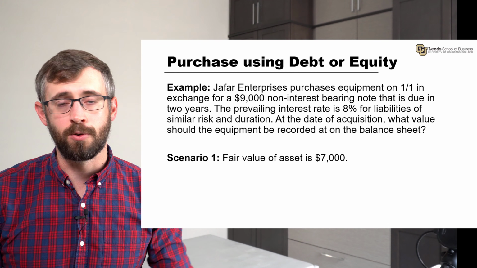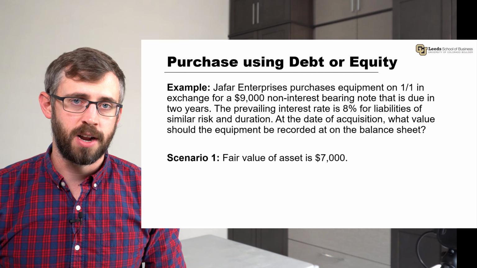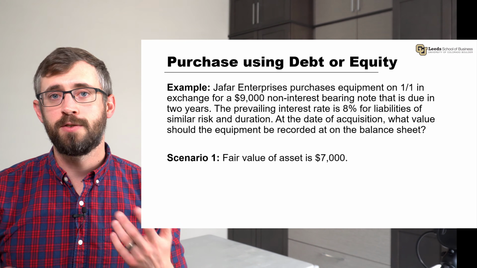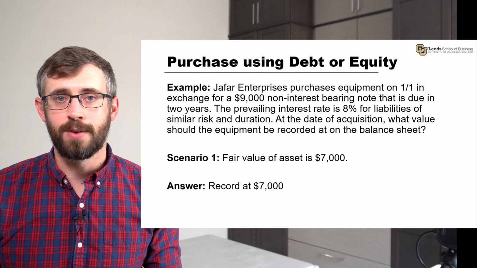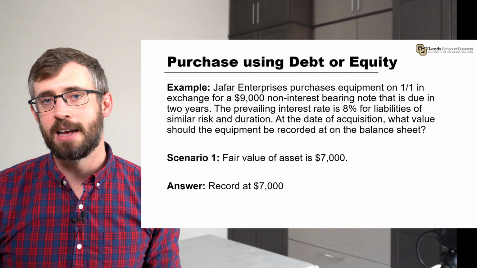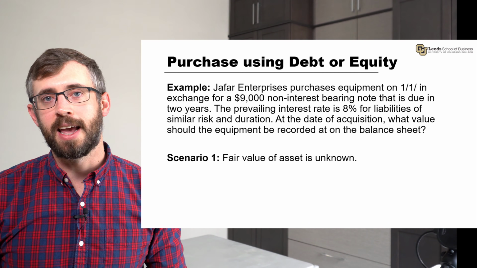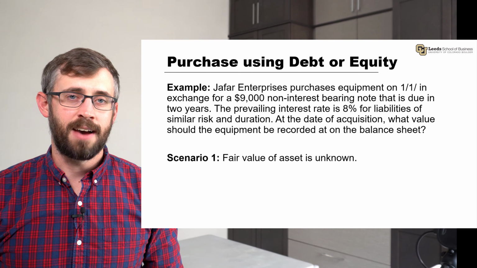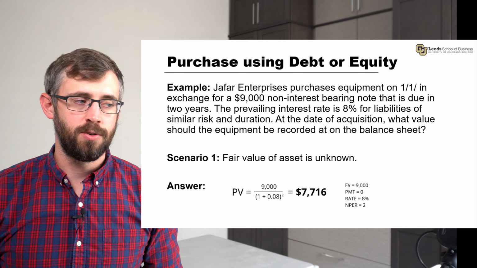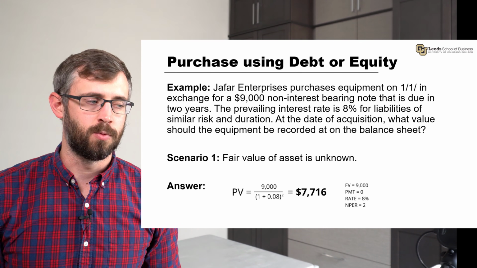So in the first scenario, let's say we knew the fair value of the asset was $7,000 and that was a reliable number. If we know the fair value of the equipment we're acquiring, well, then we can just record its asset value at that $7,000. So I debit my asset for $7,000 and credit a note payable for $7,000. Things are a little more complicated if we don't know the fair value of the asset, right? Then what we have to do is present value this note payable and say, what is this note payable actually worth today?